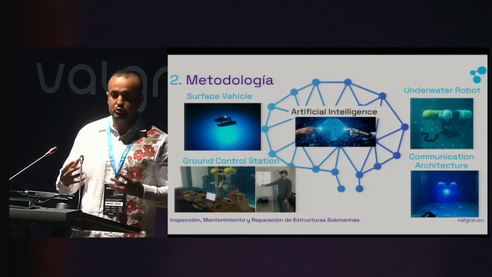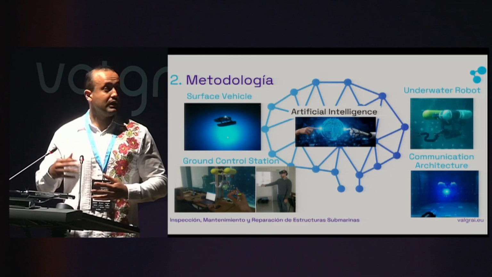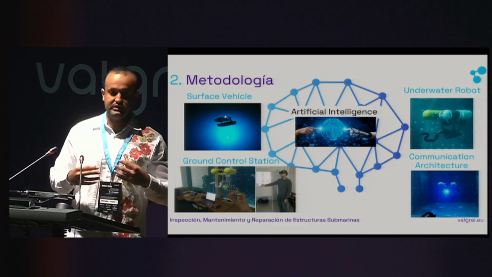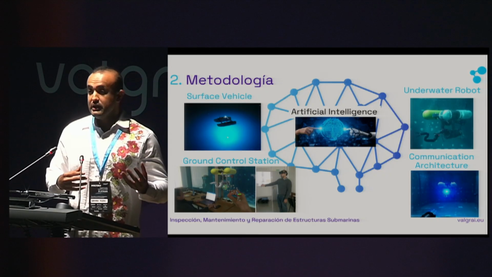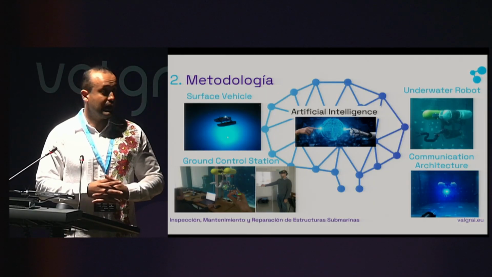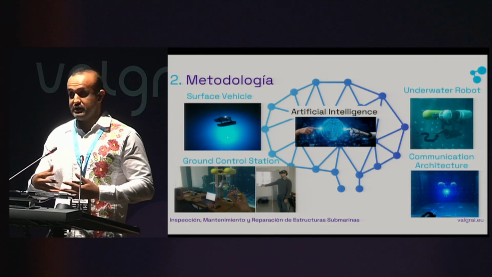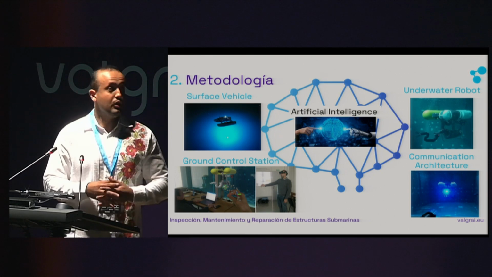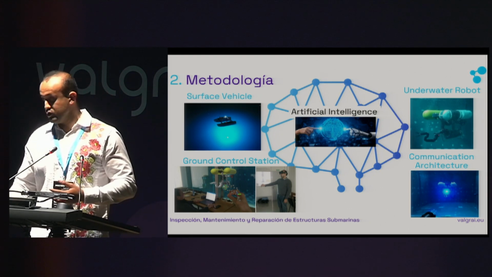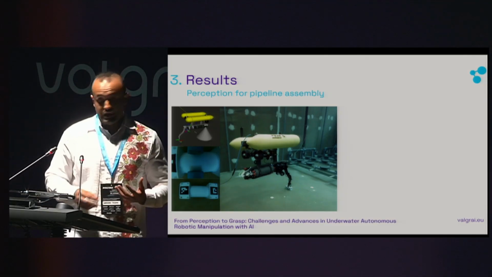But we can also use this as a low-level controller. What I mean by a low-level controller is that we can use artificial intelligence in order to increase the communications layer, or can also increase the localization accuracy, or in this case, use artificial intelligence for the perception model.